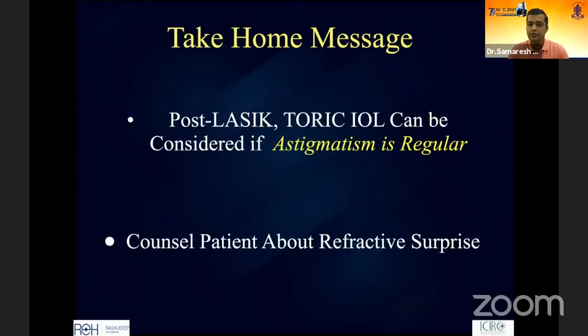So the take-home message from this case was that you can do a toric IOL, but please be aware that your visual axis or your pupillary area is regular in nature. What's happening in the periphery shouldn't really matter from the optical point of view. But please do counsel these patients that despite it all, you can have a refractive surprise.